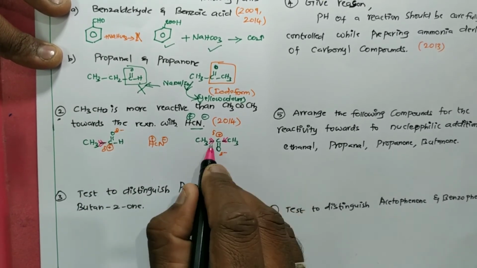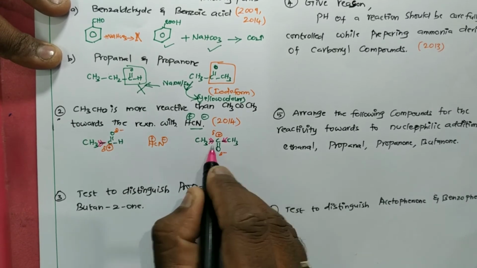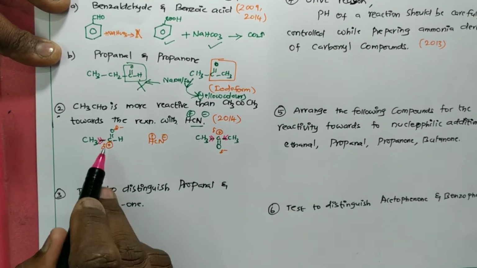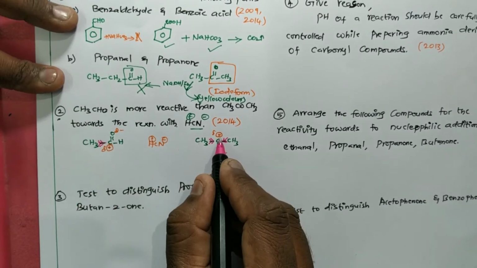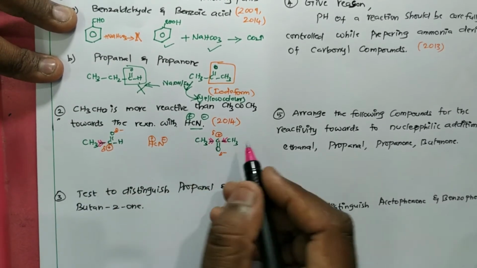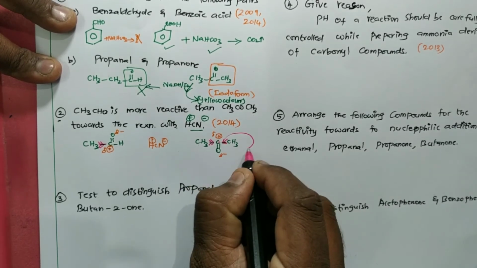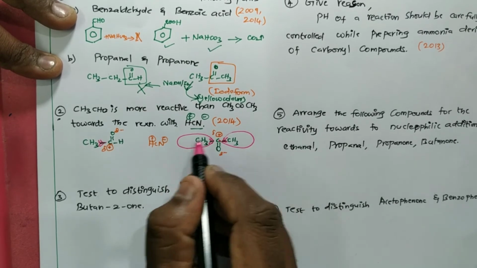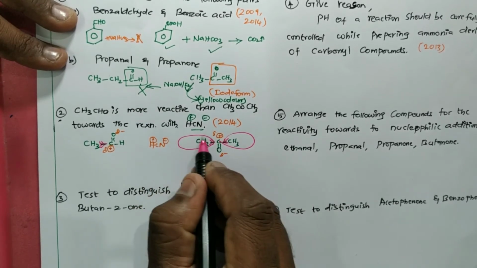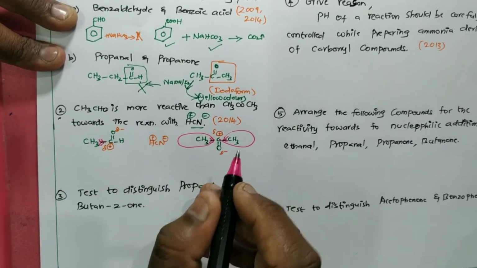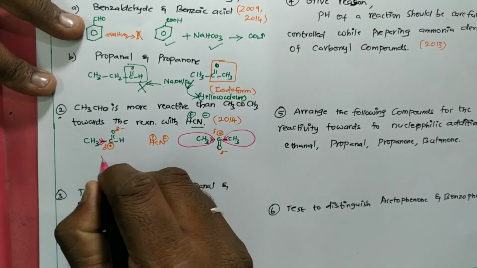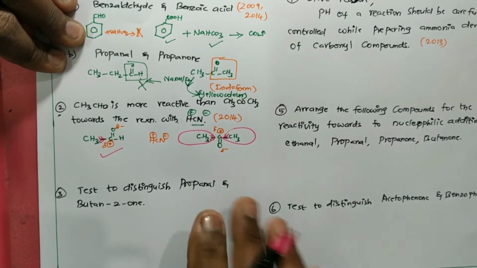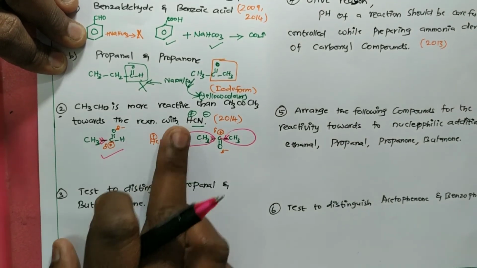But here, both methyl groups donate electrons to this carbon, making it less positive when compared to this carbon. That is why it carries very little positive charge. Moreover, it creates steric hindrance, which will not allow the nucleophile to attack. That is why aldehyde has more reactivity when compared to ketone in the case of HCN.